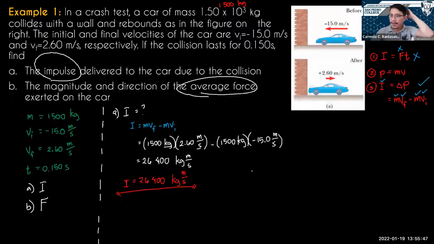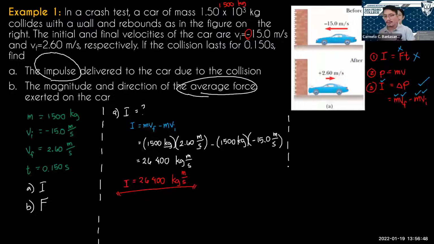Sir, how do we know if vi and vf is going to the left or to the right? It will be stated in the problem. Or if the velocity is negative, it means it is going to the left. If the velocity is positive, that means it is going to the right. Ayan. So, let's proceed sa force.